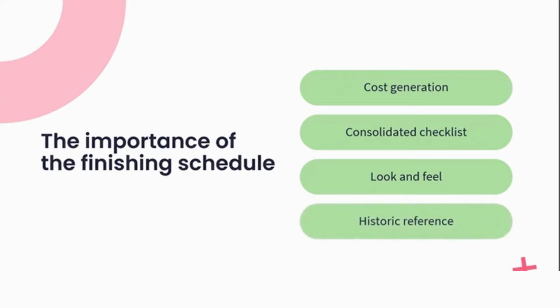And lastly, it's important for historic reference. If you ever need to go back to advise a client what color the floor that they used was, or to find out who the supplier was and when or where it was installed, you are able to find all of the information on the project specification schedule, otherwise known as the finishing schedule. You can flip through this document at any point, at any time, and advise anyone needing questions answered.